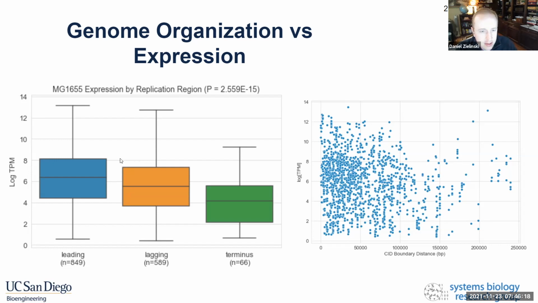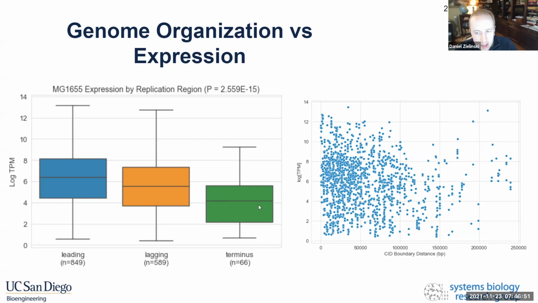But anyways, there's this thought that bacteria like to put their highly expressed genes in the leading direction to prevent this kind of conflict between the DNA polymerase and the RNA polymerase. And so we're interested, and we split up the genes by genes that are on the leading strand, genes that are on the lagging strand, and genes in the terminus region, where leading and lagging aren't really clearly defined.